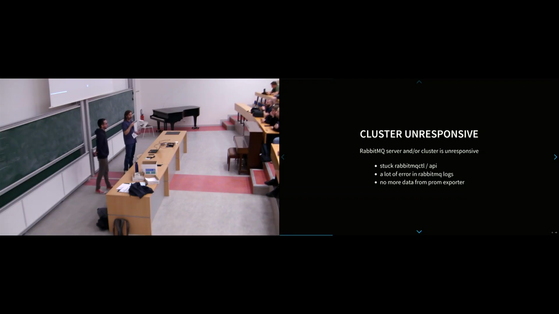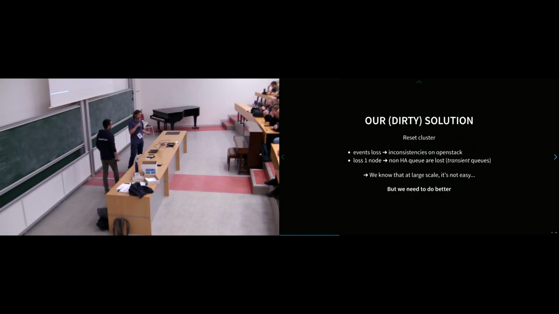We also sometimes get an unresponsive cluster, mostly due to this network partition issue. Sometimes RabbitMQ CTL, the API, nothing answers anymore. There are a lot of errors, no more Prometheus exporter metrics. Unfortunately, our solution to fix that is just resetting the RabbitMQ cluster to restart from scratch. That's bad because we can lose some events, some messages which are transiting in the cluster during this time frame. And for sure, we have after that some inconsistencies in OpenStack objects.